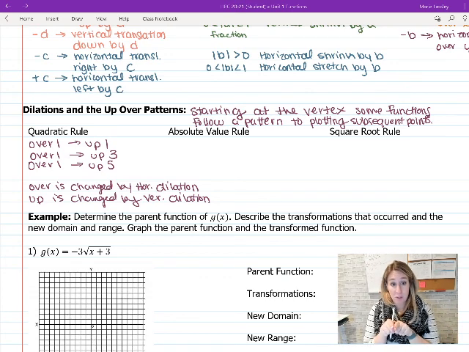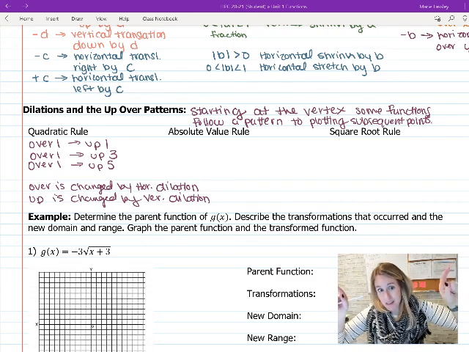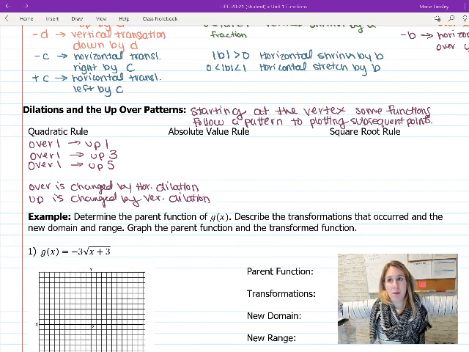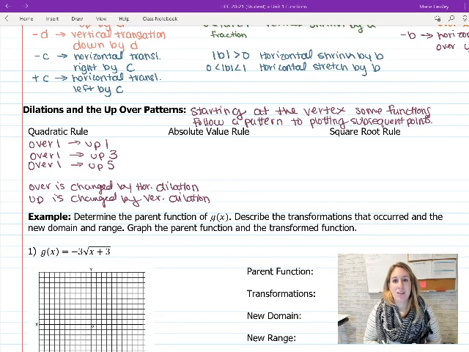Well, to get to your first point then, you would go over 1, up 3. To get to your next point, you would go over 1, up 9. To get your last point, you would go over 1, up 15. I'm trying to do math in my head. All right. So those are your dilations.